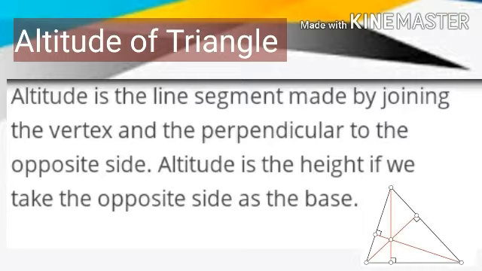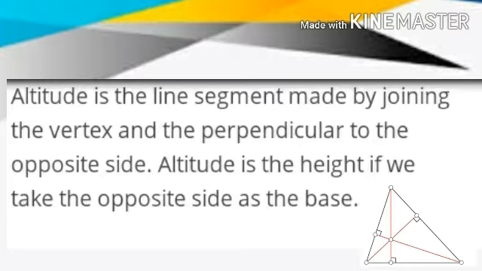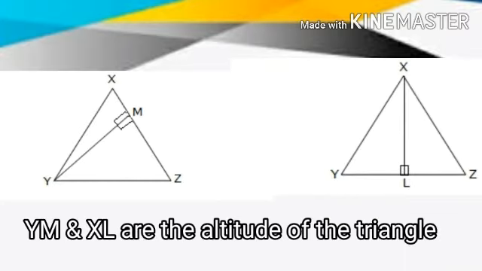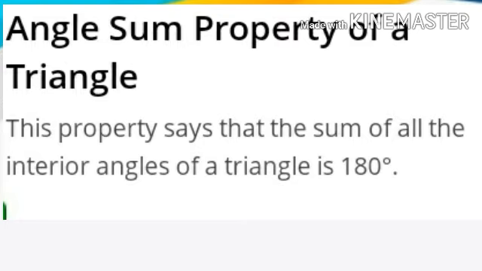Altitude of a triangle. Altitude is the line segment made by joining the vertex to the perpendicular on the opposite side. Altitude is the height if we take the opposite side as the base. YM and XL are the altitudes of the triangle.